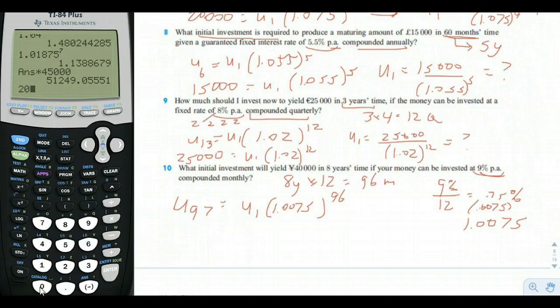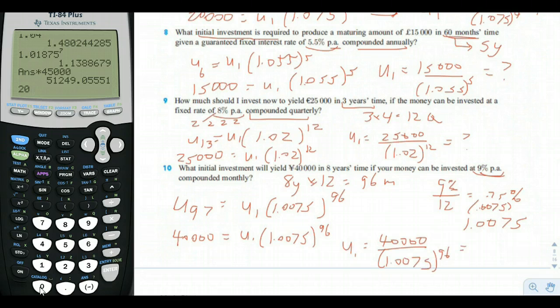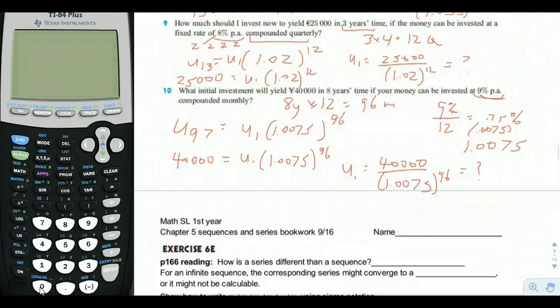Okay, so 1.0075, and then to the 96th power. So U1 is going to be equal to U97, which we know, let me write that down here. U97 is 40,000 yen. So U1 is equal to 40,000 divided by 1.0075 to the 96th. And so you can do that on your calculator, right? All right, and that's it.